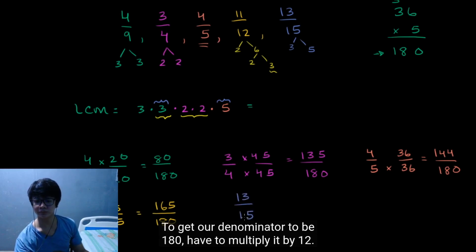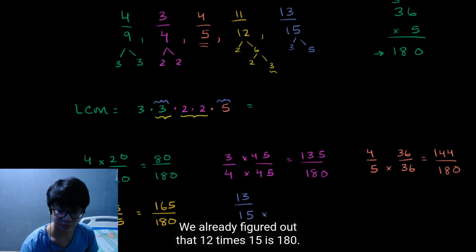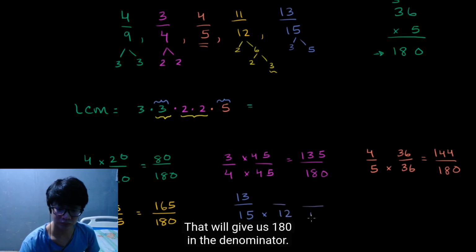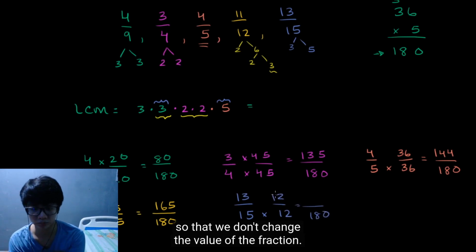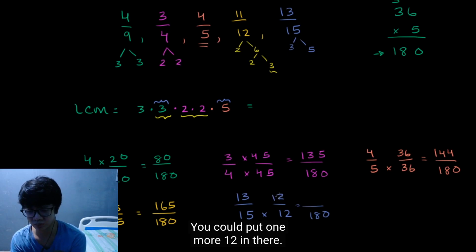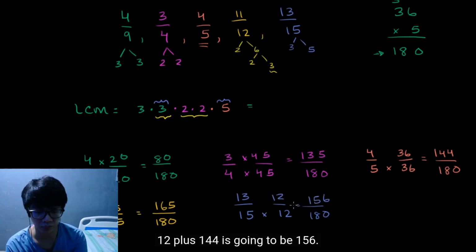We have 13 fifteenths. To get our denominator to be 180, you have to multiply it by 12. We already figured out that 12 times 15 is 180. So to multiply it by 12, that'll give us 180 in the denominator. And so you have to also multiply the numerator by 12 so that we don't change the value of the fraction. We know 12 times 12 is 144. You put one more 12 in there, you get 156. Did I do that right? 144 plus 12 is going to be 156.